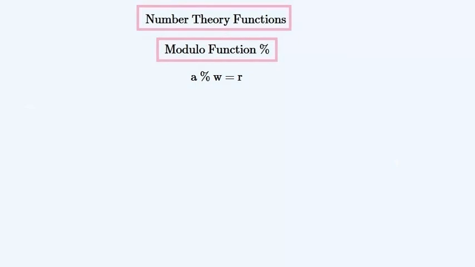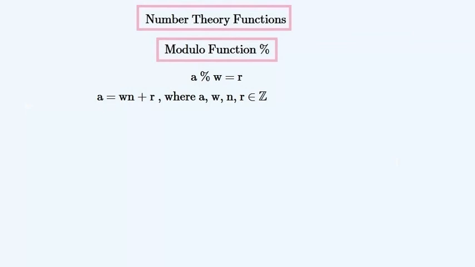Hello and welcome to this video about the modulo function, or modulo operator, because it uses two numbers like addition and multiplication. It is represented in computer languages like C and JavaScript as a percentage symbol. It operates between integers and returns the remainder R of A divided by W.